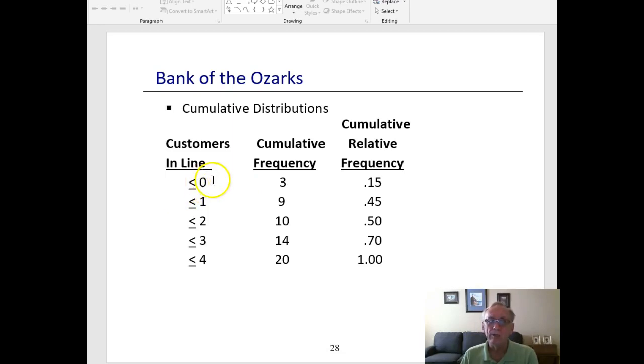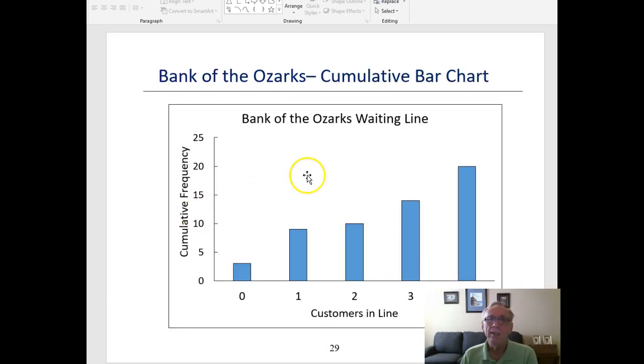Same process here, Bank of Ozarks, cumulative distributions. 3, 9, 10, 14, and 20, additive. At 0 it was 3, 0 to 1 it was 6, that cumulative becomes 9. Number waiting in line. Frequency, quantity of customers in a line.